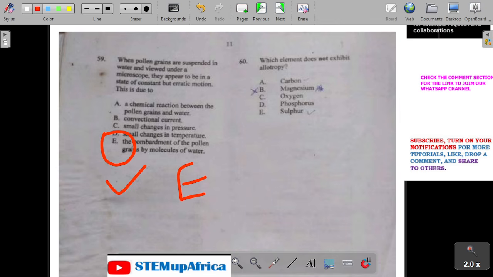Number 60, so which element does not form allotropes? We have many elements that form allotropes. Carbon can form allotropes, oxygen can, sulfur can. The answer is B. Magnesium does not form allotropes.